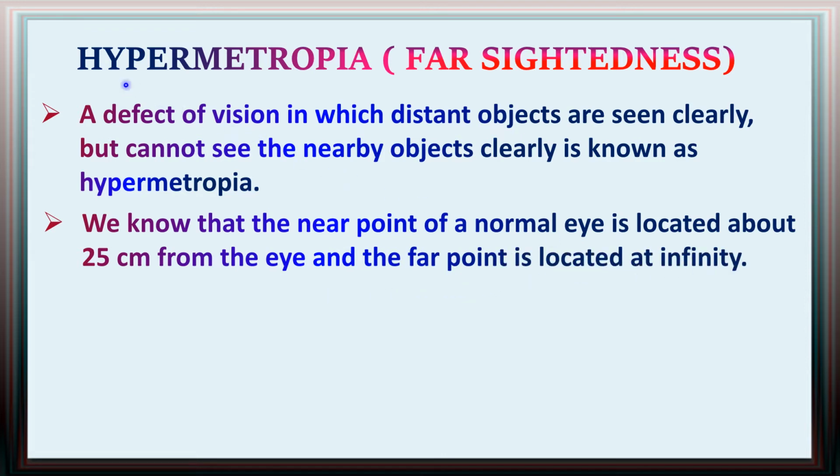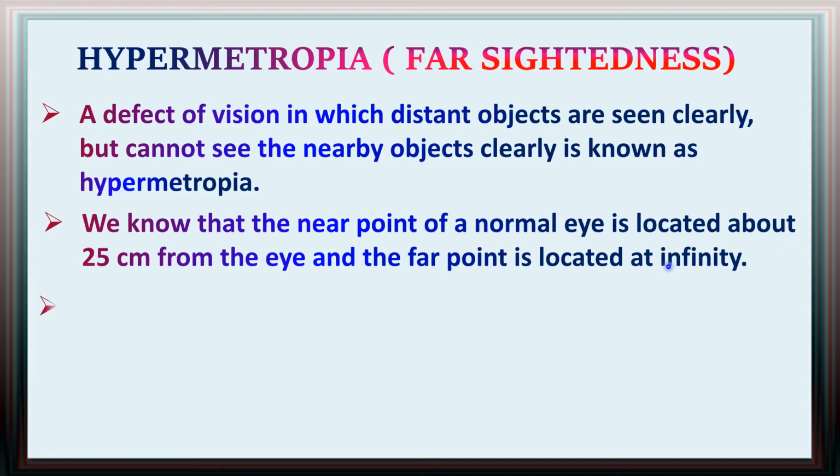But in hypermetropia, for an eye suffering from hypermetropia, the near point is not located at 25 centimeters because a hyperopic eye cannot see the objects placed at 25 centimeters distance. So the near point will be shifted away from the eye. Okay, so the near point will be shifted several hundred centimeters in case of hypermetropia.